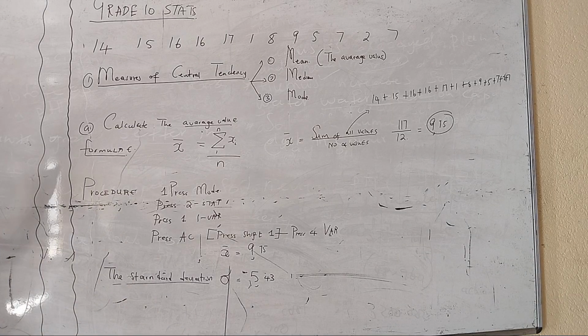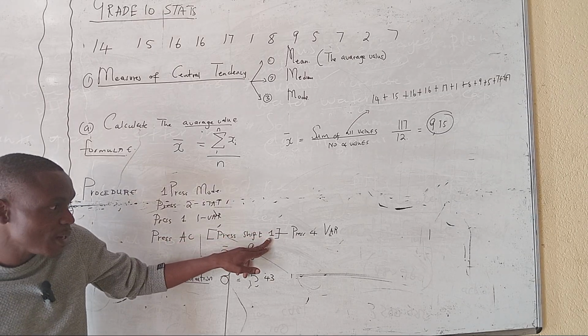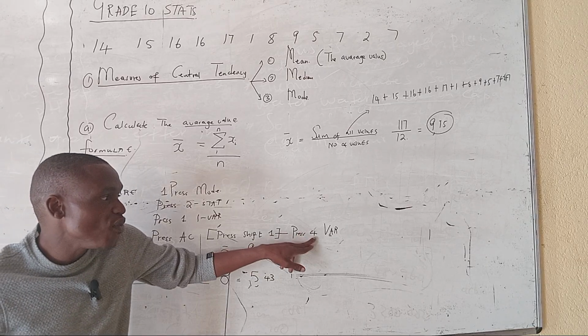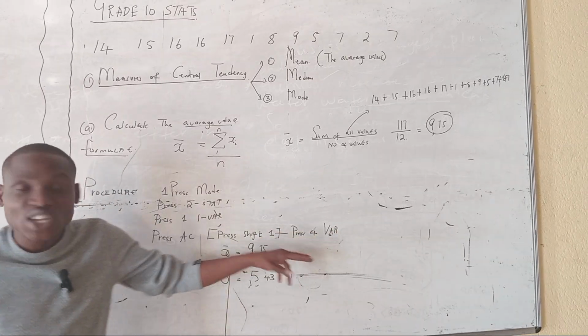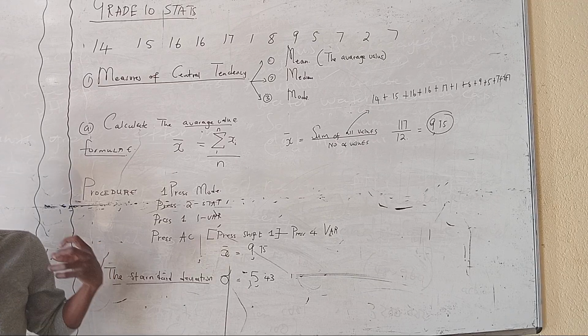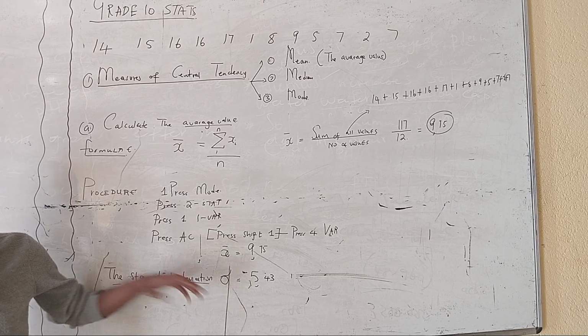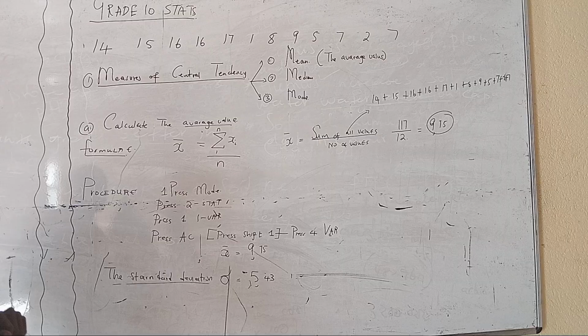Again, you insert the data the same way, then you select Shift 1, you come to this part. You press Shift 1, you press 4 for VAR. Instead of selecting the mean, you select the standard deviation with this kind of symbol. Normally it's represented by this symbol. Don't worry. I understand your concern.